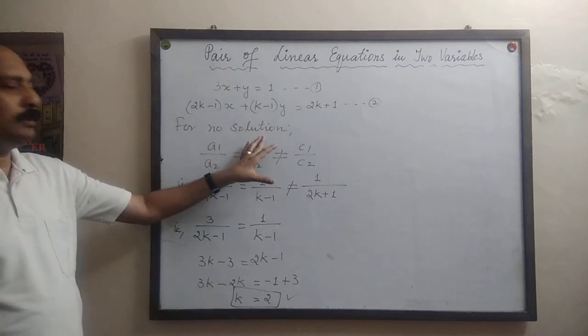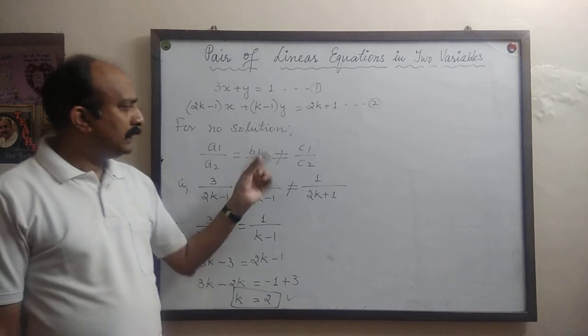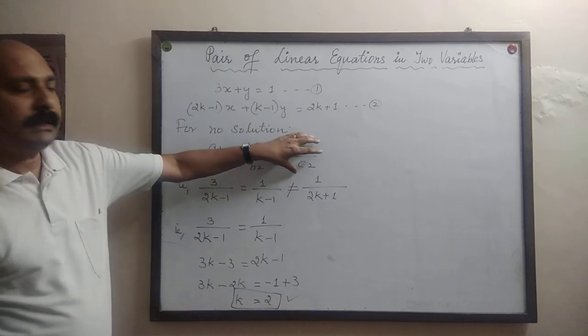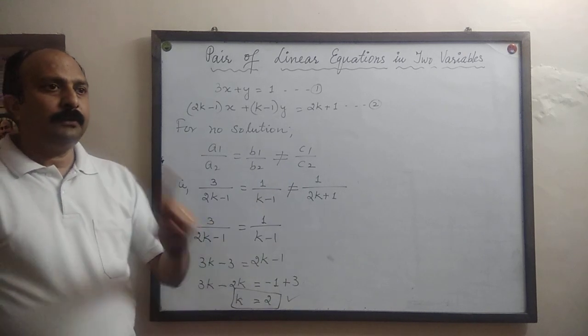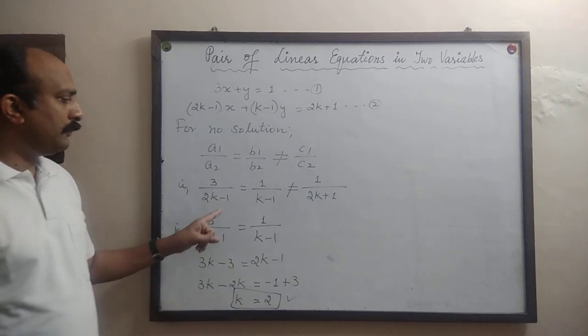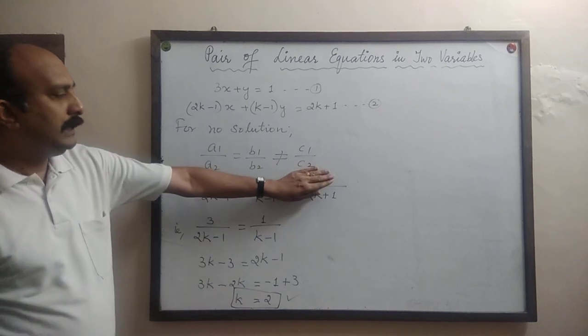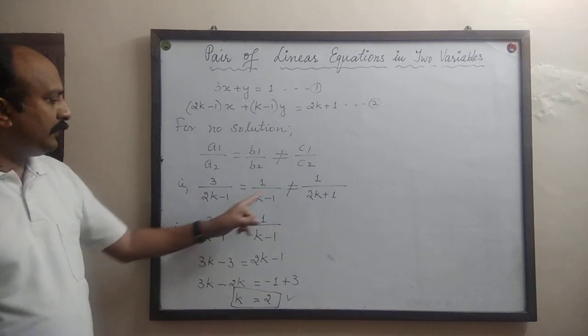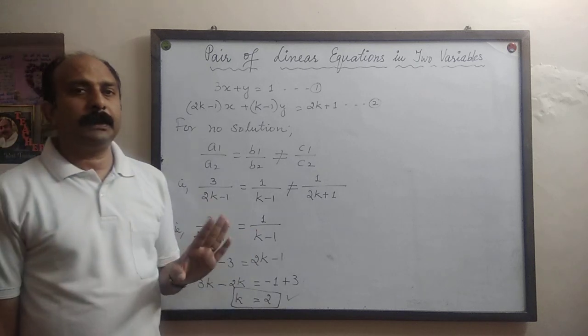So in no solution, write the full formula for no solution, but then neglect this last one, because it is in not equal to form. We need the answer in equal to form. So substitute the values, and after this step, delete this. Take only first and second, cross multiply, you will get the value of k.